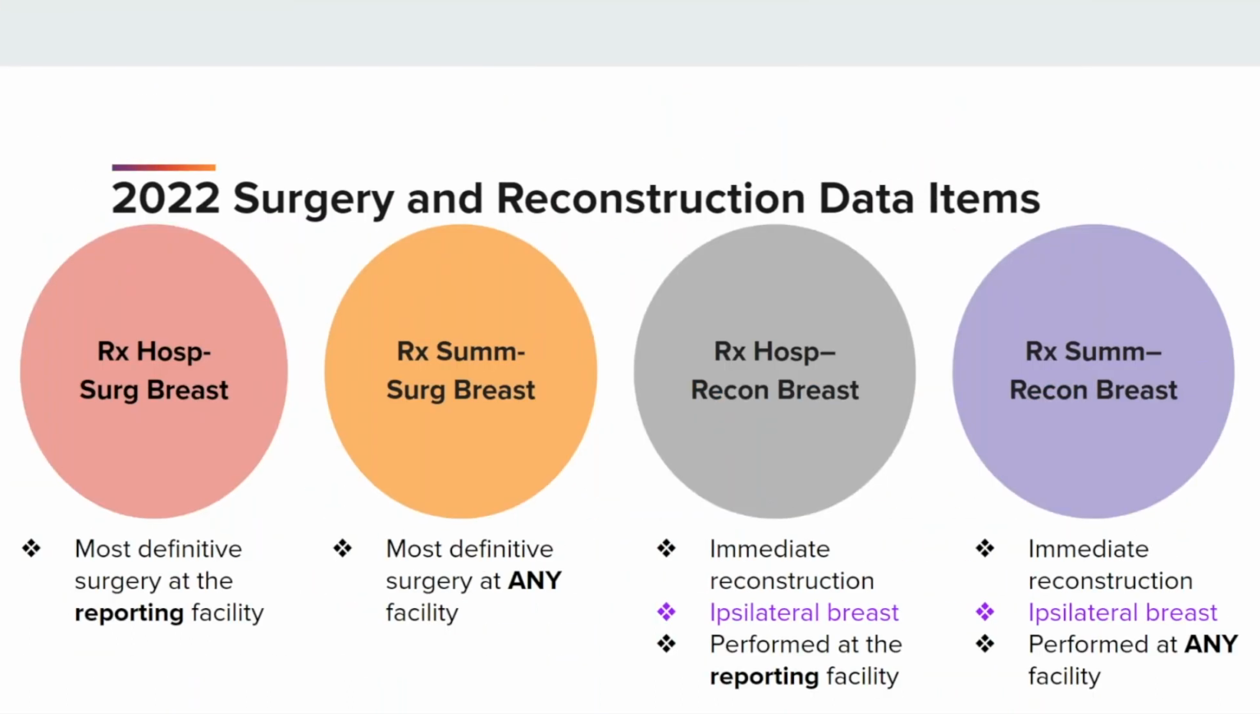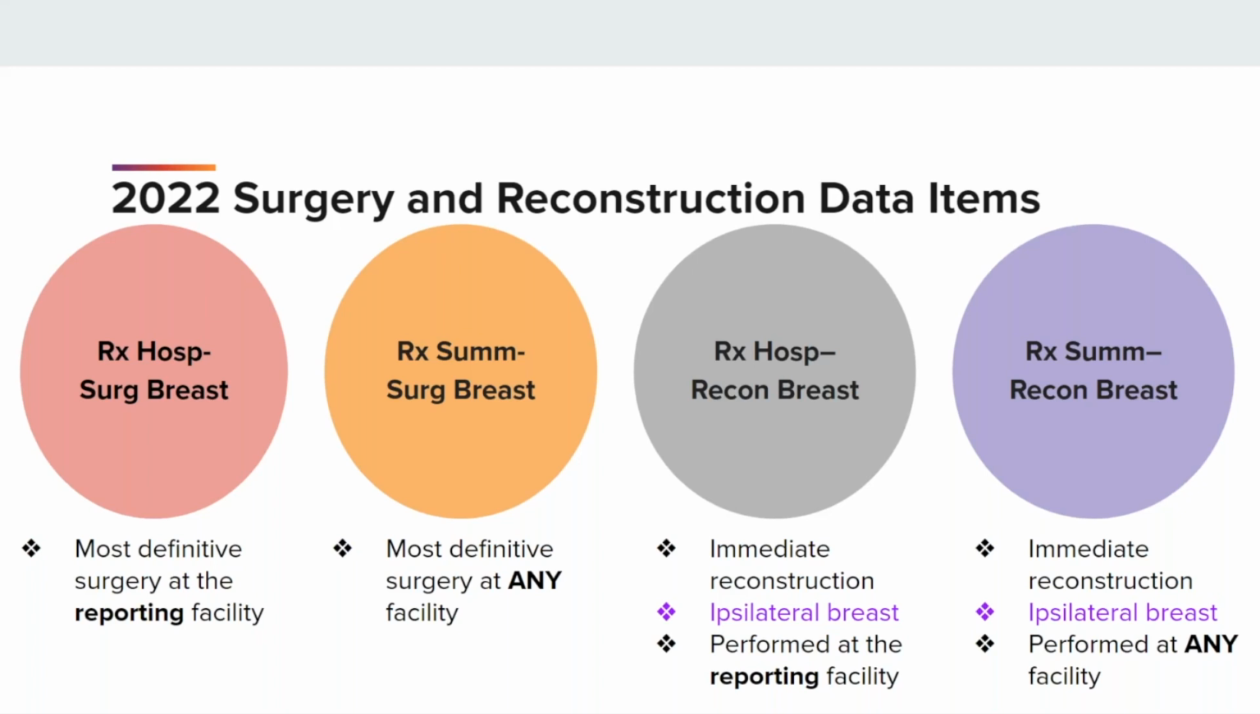In addition to the new surgery data field, we're instructed to continue collecting those 4 breast surgery and reconstruction data items that were added for cases diagnosed in 2022. These are located in the 2023 STOR manual starting on page 217. Let's do a brief review of these. Rx Hosp-Surg breast records the most definitive surgical procedure performed at the reporting facility. Rx Surg breast is a summary code that records the most definitive surgery performed at any facility.